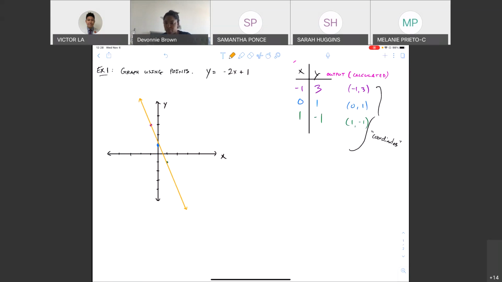And then this is your answer, right? This is it. They'll ask you, hey, graph using points, or graph this graph, and then they'll give you the equation. An example of this on the final is that they'll show you 4 different graphs, and you have to be able to determine which one is the correct one. Okay, so that's straightforward.